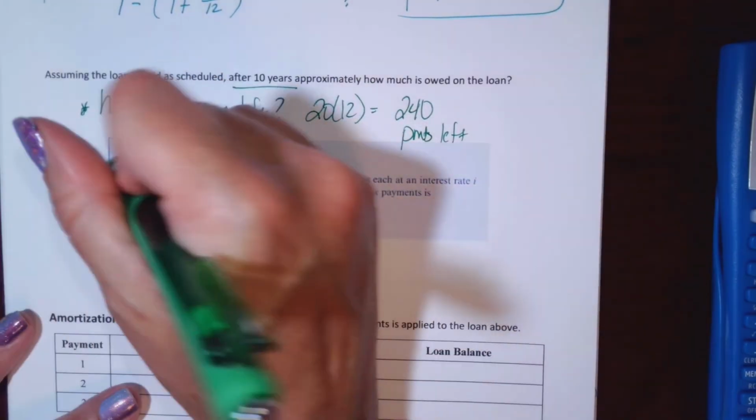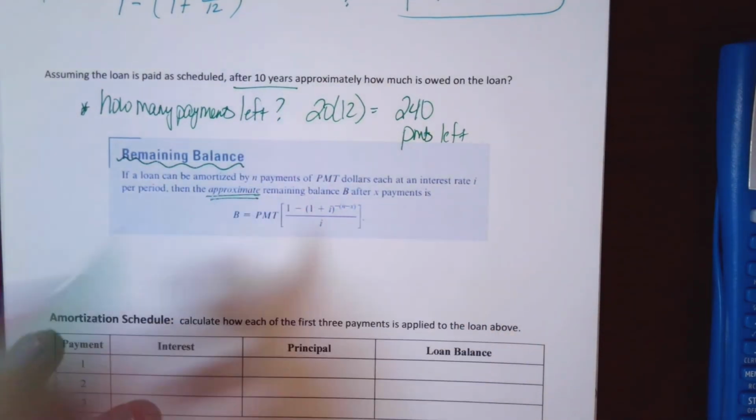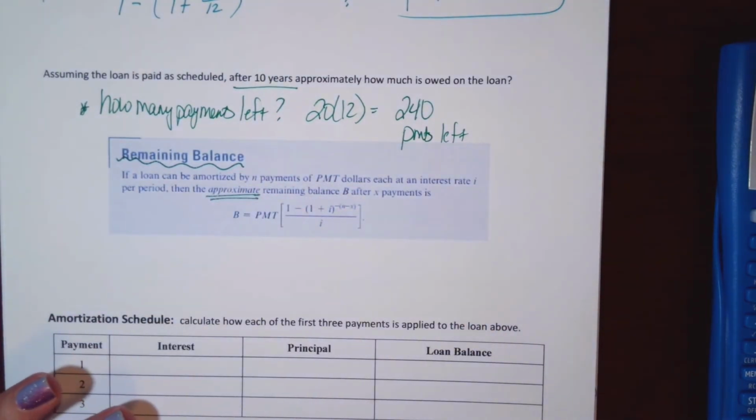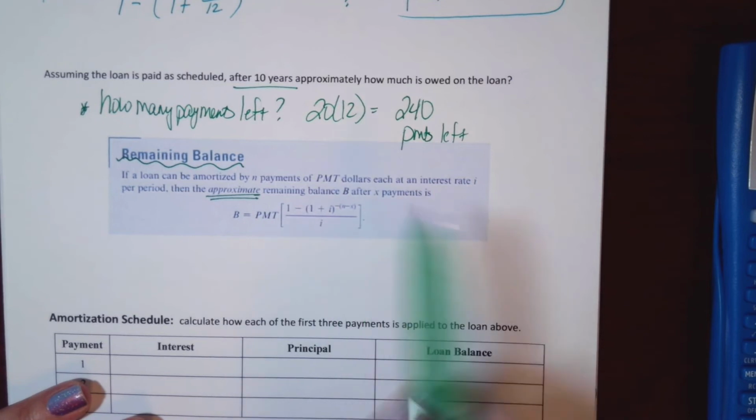We're going to use our remaining balance formula. Now this is going to approximate. It's not going to give it just perfectly exactly to the nearest penny. It's going to approximate the remaining balance after X payments.